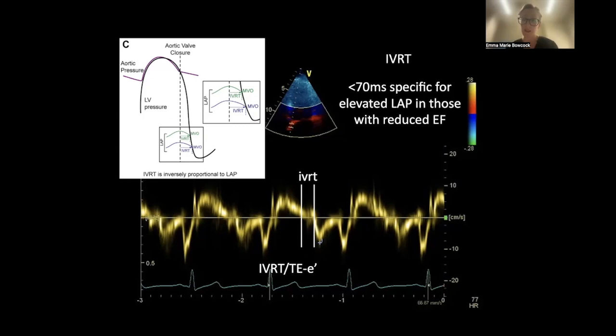So yeah, no, I completely agree. Tricky, but do you see why this shorter relaxation time would be inversely related? So obviously your mitral valve's going to open when your left atrial pressure exceeds your left ventricular pressure, and the higher up this is, then the shorter that isovolumetric relaxation time will be.